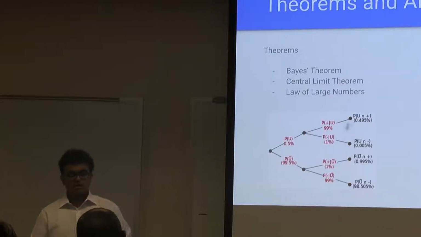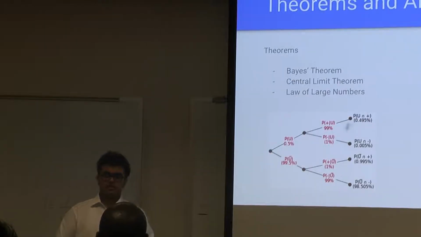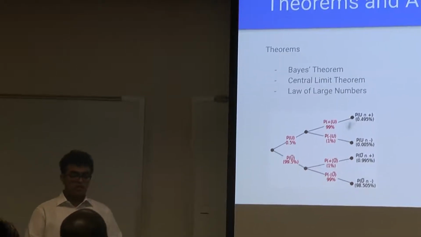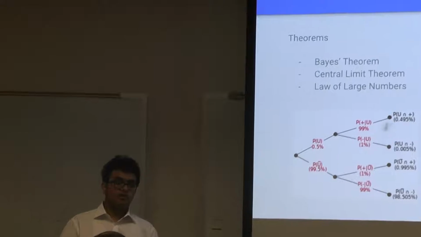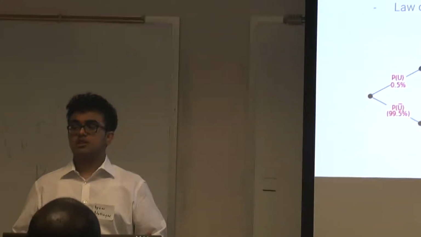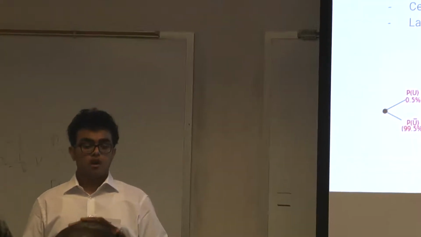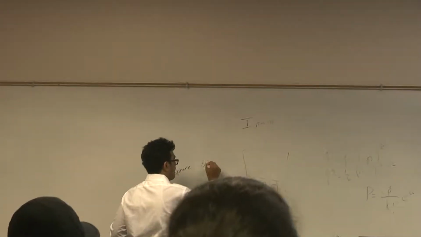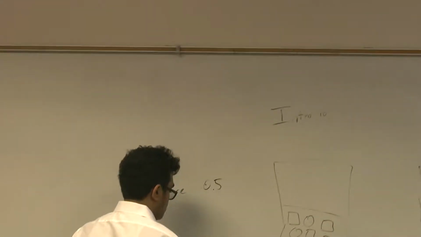Okay, great. So the next thing that I want to go over is theorems and algorithms. Under theorems, I have Bayes' theorem, central limit theorem, and the law of large numbers. We'll first start off with Bayes' theorem. Bayes' theorem is essentially conditional probability, right? And since there's 3 of each, they both have a 0.5 chance of happening.